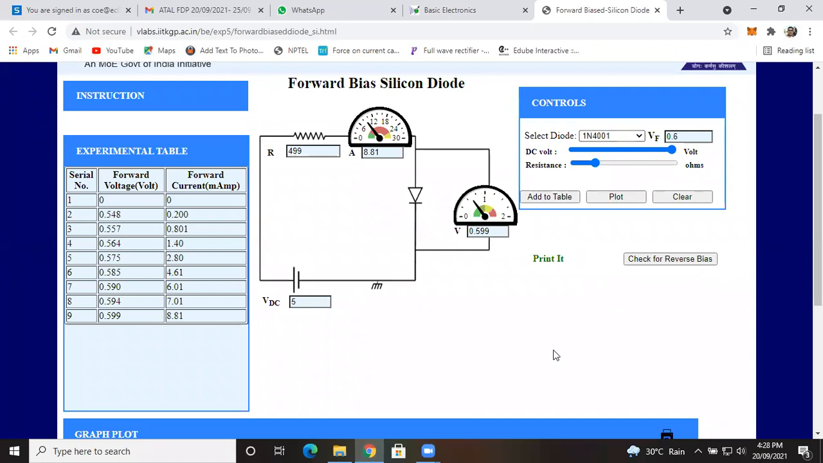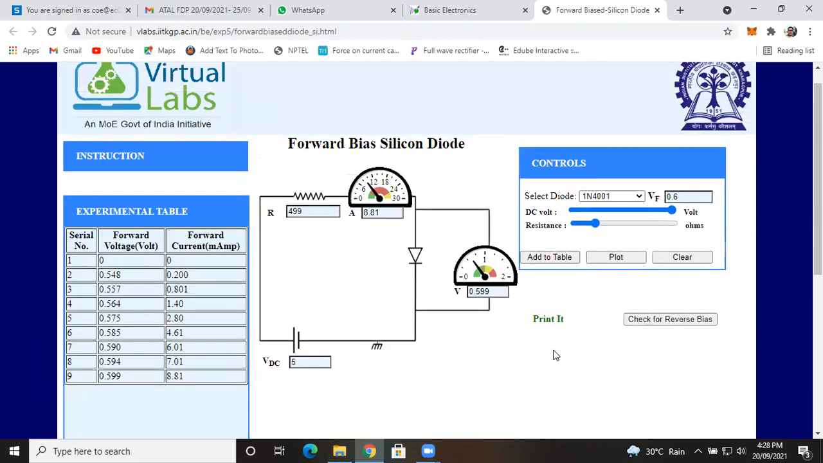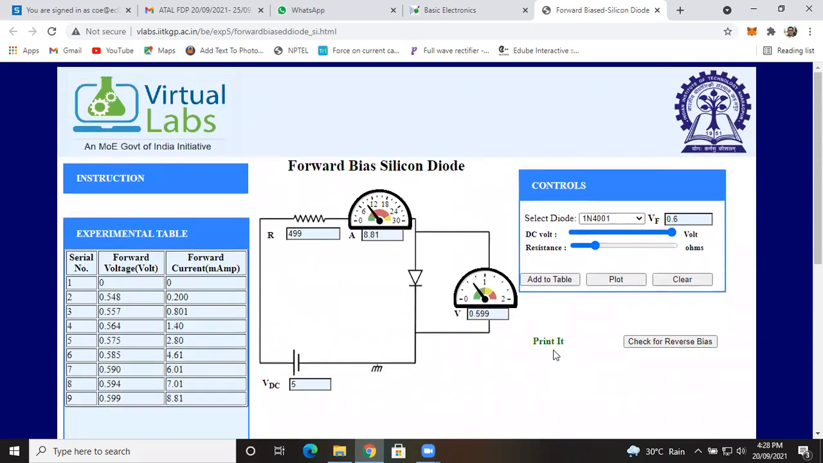So in this way, you can cross check the properties, the function of a forward bias diode. If you have any doubt, you can raise the doubt. If not, then I can proceed further. Yes, please.